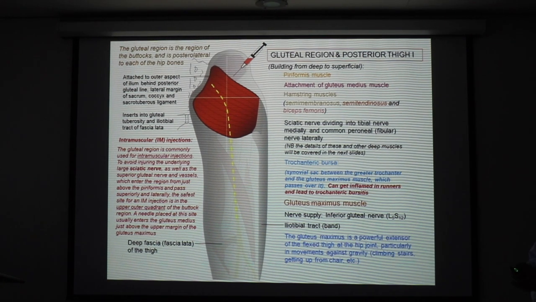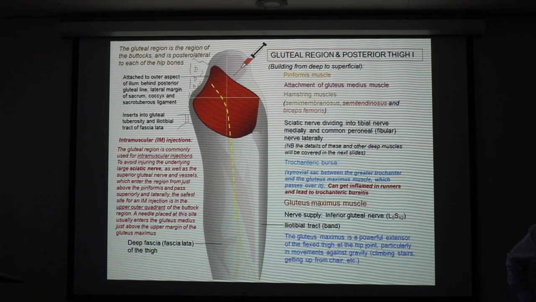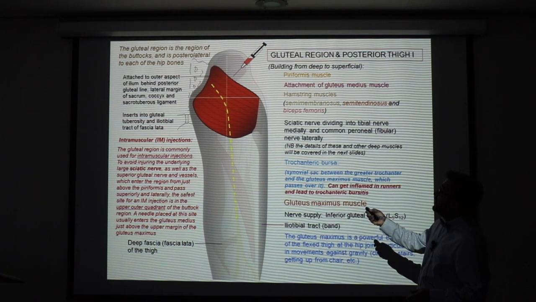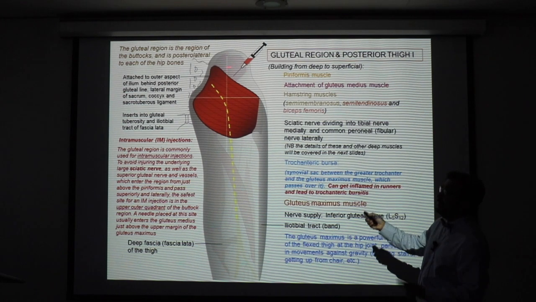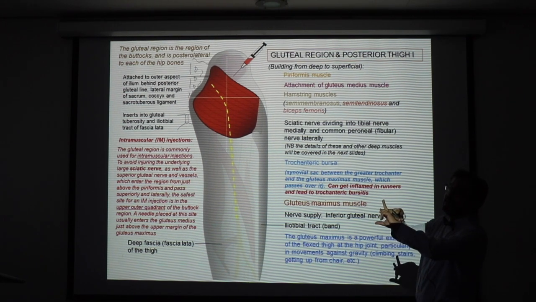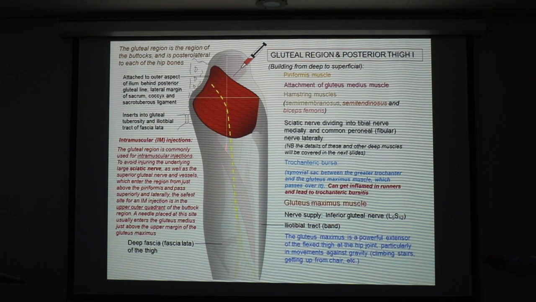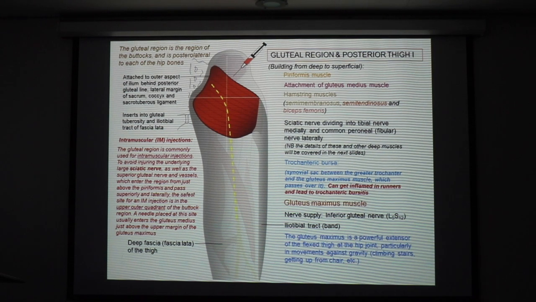You can also do one more thing. You can put your index finger on the anterior superior iliac spine and your middle finger here, and between them you can make a space and you can put a needle to give the intramuscular injection. So usually the outermost upper quadrant of the gluteal region is the safest place to give intramuscular injections, because you don't want to injure the sciatic nerve.